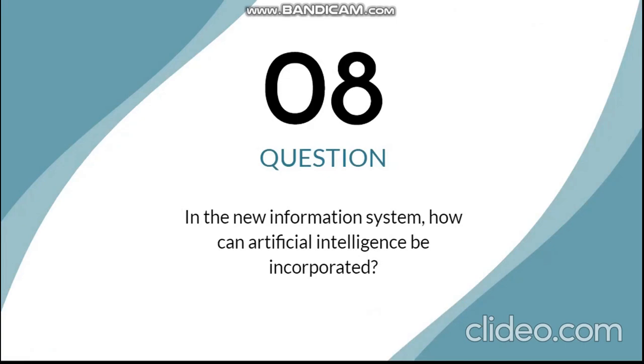Section 8. The question. In the new information system, how can artificial intelligence be incorporated? Artificial intelligence can be used to analyze guest preferences and behavior to make tailored suggestions for accommodation, options, amenities, and local attractions, therefore increasing guest satisfaction and loyalty. It may also be utilized for AI-powered customer service chatbots, which can manage client inquiries and help by responding quickly to frequent questions, booking requests, and support inquiries, increasing efficiency and responsiveness.